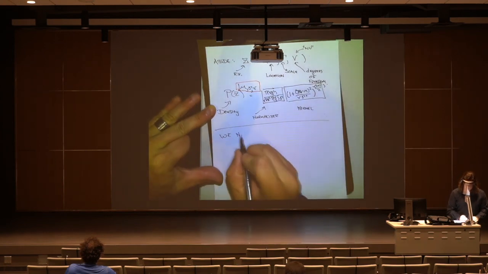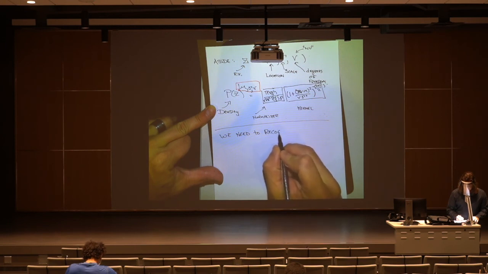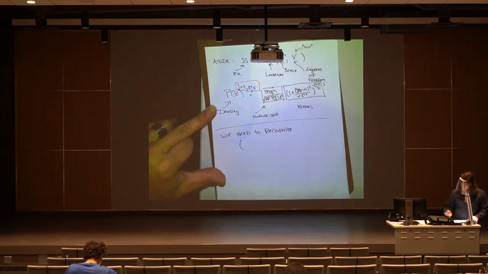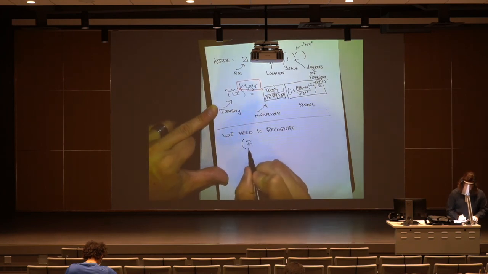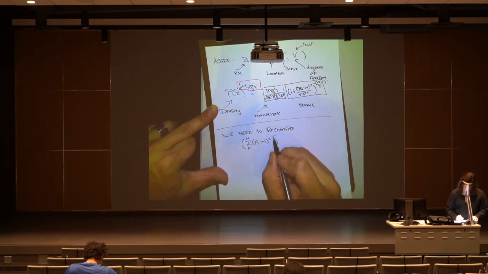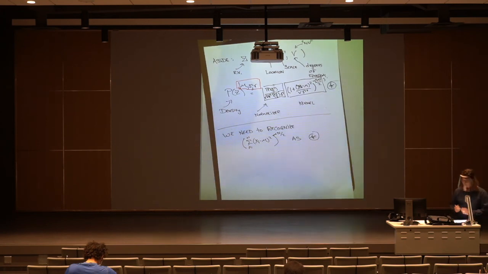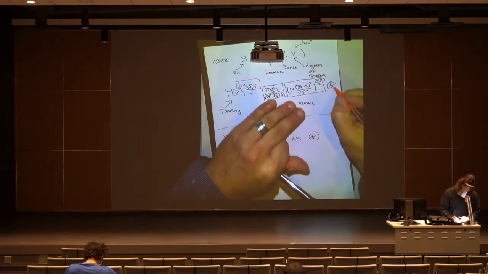We need to recognize sum i goes from 1 to n of (x_i minus mu) squared to the minus n over 2, as star. So we need to compress it into that form. It's not too hard.